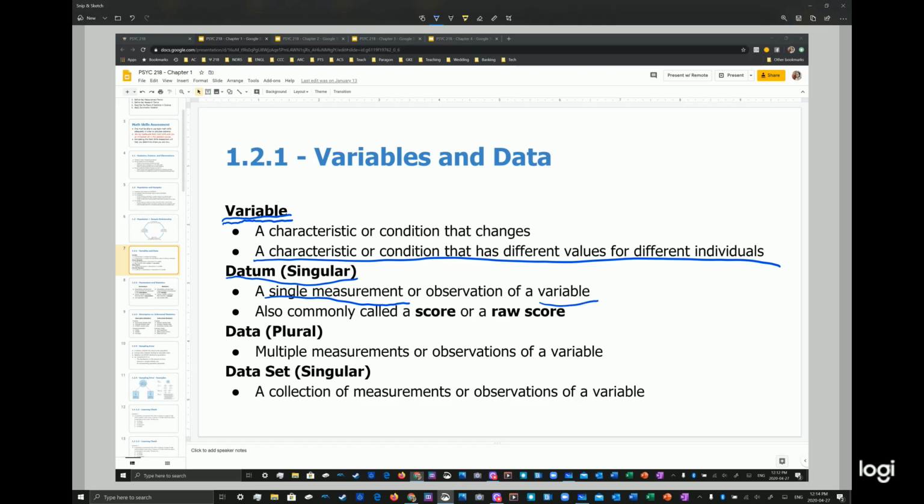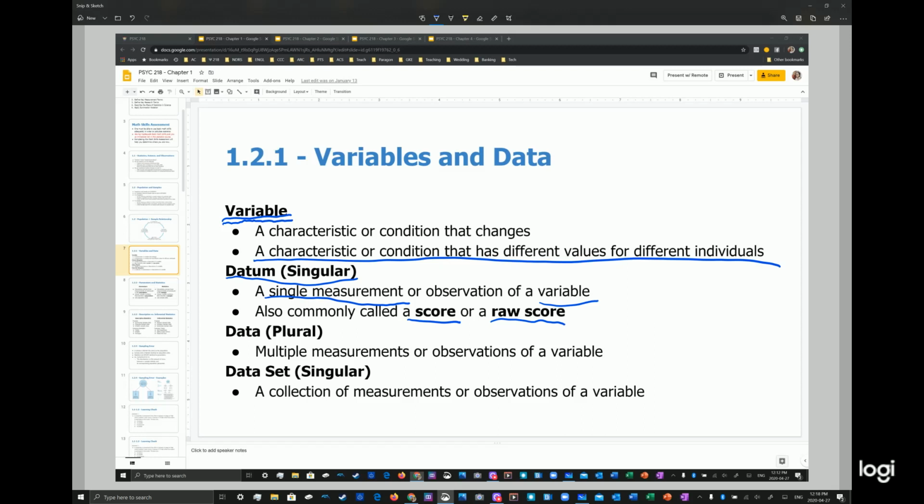So it could be you maybe spend 8 hours per day sleeping, whereas somebody else could spend 7, another person could spend 6, another person could spend 5. Different people could have different measurements. And when we measure these people, we have a score for each person. And if we're just looking at those scores, we call those raw scores because we haven't done anything to change those scores or calculate them.